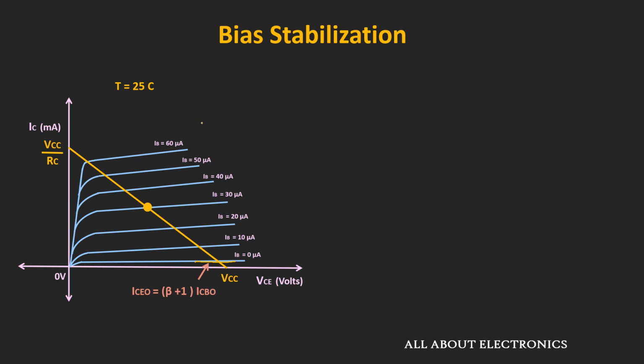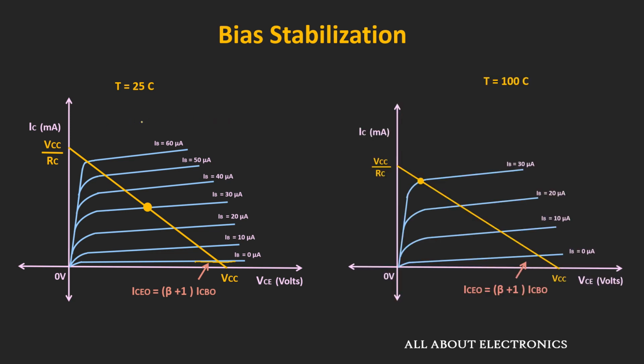Now if the temperature increases to 100 degrees centigrade, then both beta and the reverse saturation current will increase. So now if you see at 100 degrees centigrade, the value of this reverse saturation current is more. And also due to the increase in the value of beta, the spacing between the curves will also increase because IC is equal to beta times IB. So due to that, now the collector curves will look like this.